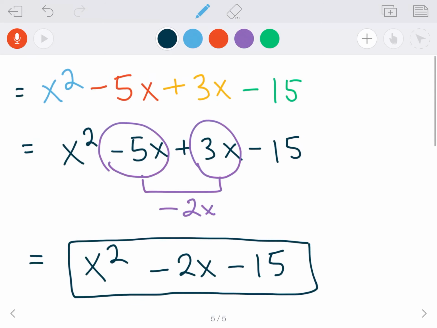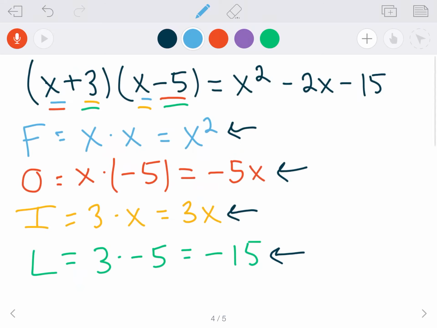So that is the FOIL method, but now we are going to look at taking an expression that looks like this and breaking it back down into something that looks like this. So we are working backwards now. So this was part 1 of the video. In part 2, we will begin the factoring process for x squared plus bx plus c.